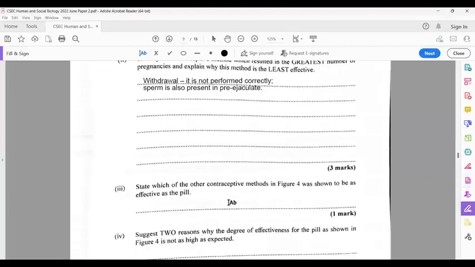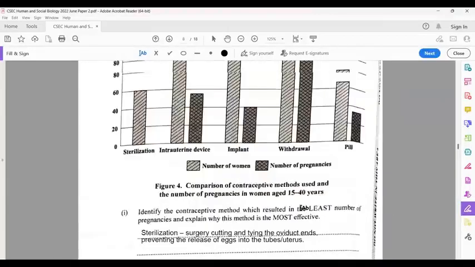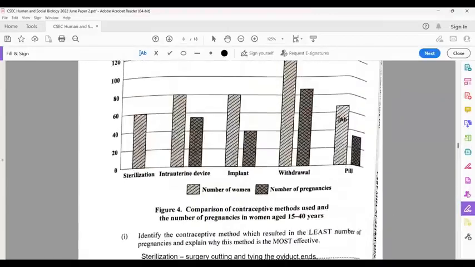State which of the other contraceptive methods in figure 4 was shown to be as effective as the pill. So we have the pill here. Look at the stats for the pill. The number of women is about 70 and the number of pregnancies is just over 30. All right. And we're looking to see that any one is similar. The most similar one is the implant. The implant.